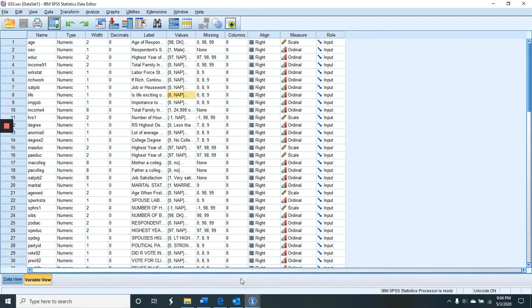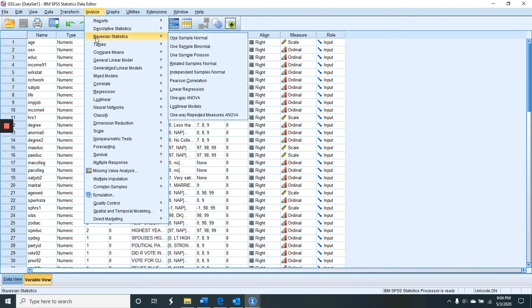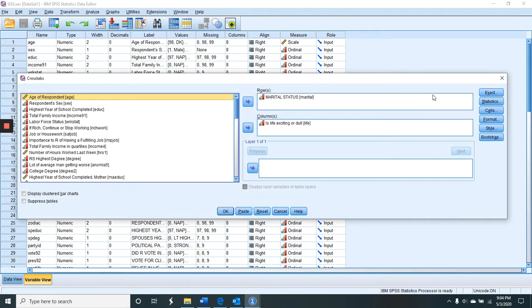Hey everybody, this is a quick review of the lab for chi-squares. And so you were asked how you do it. Just to repeat how you did it, analyze descriptive statistics and cross tabs.